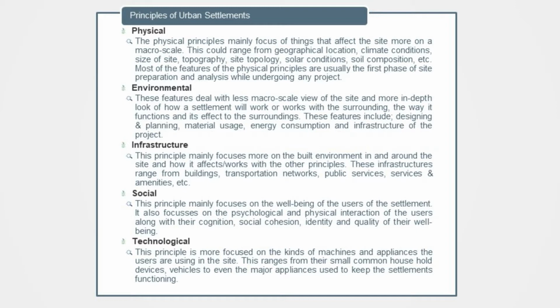Then infrastructure deals with the public services, the transportation networks, the range of the buildings, and the other utilities and services that can be provided for this site. Then the social deals with the cohesion of the amenities, the identity, the quality of well-being, and all other social well-beings. And the technological deals with the machines and appliances that the users will use within the site. This ranges from small common household devices to vehicles and other major appliances used in the settlement.